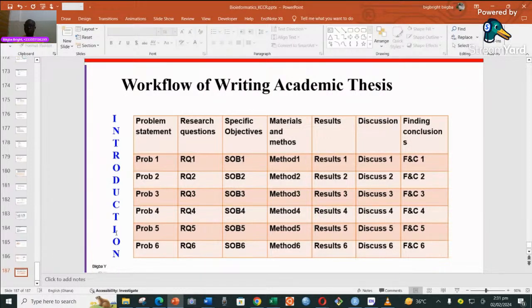Findings and conclusion. You must have your finding 1 that must be answering objective 1, which you got from method 1 in result 1, and then you discuss what you are discussing in 1. And then you have your conclusions, and then your overall conclusion. So this is how everything works out.